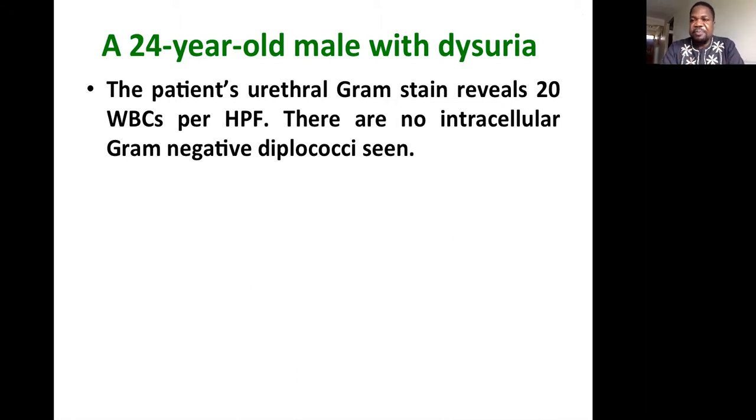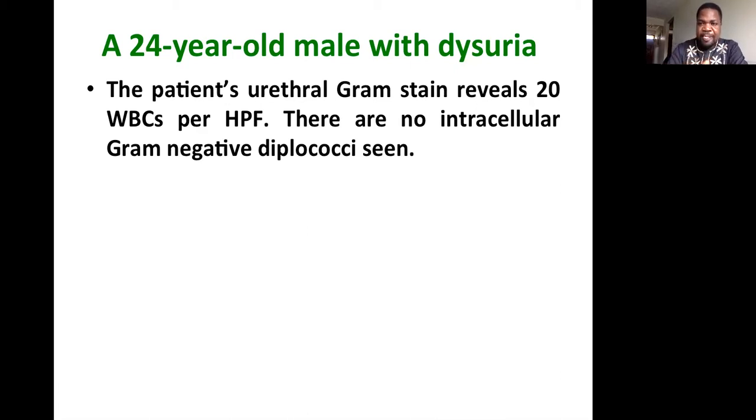You already knew from the rapid leukocyte esterase test that there are a lot of white blood cells, but here you can see that there are already plenty in the specimen. But they give you a very important piece of information. They say there are no intracellular gram-negative diplococci seen. This information is critical. An intracellular gram-negative diplococcus is what we call Neisseria gonorrhoeae. It's found intracellularly, it's gram-negative, and it's a diplococcus, so you have two cocci coming together two by two.